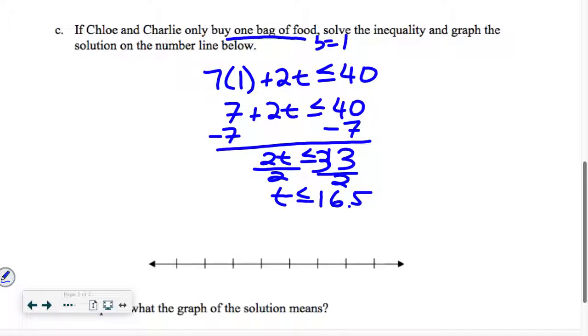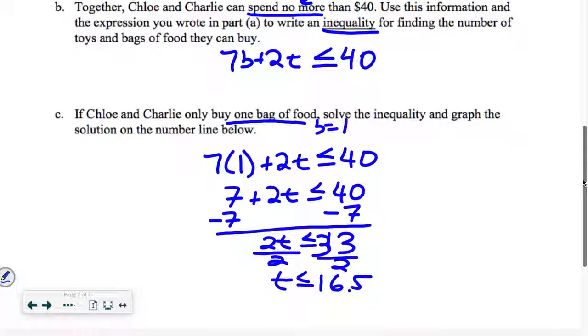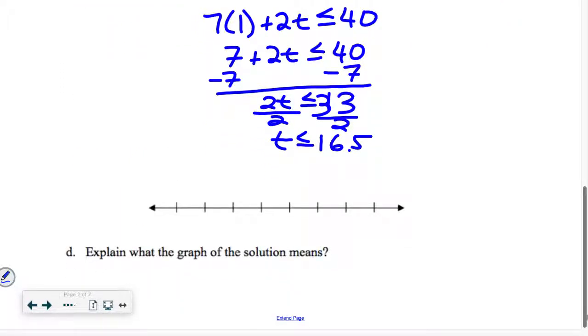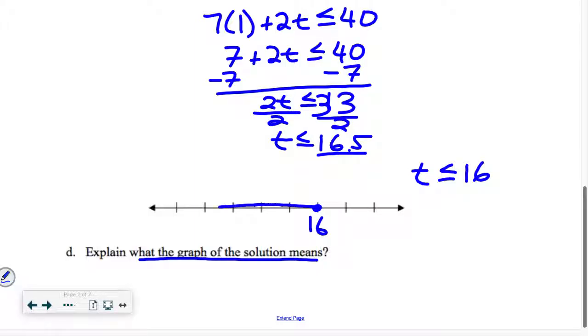Well, here's the other difference. When we look at this, and come back down here, explain what the graph of the solution means. Realistically, this is a word problem. Can I buy 0.5 of a toy? Not that I'm aware of. So that means realistically, the number of toys has to be less than or equal to 16. So we can put this on our number line. We have 16. We'll put a closed circle because they can buy 16, but they can't buy 17. And then we'll go to the left. So that is our inequality for a real life problem.